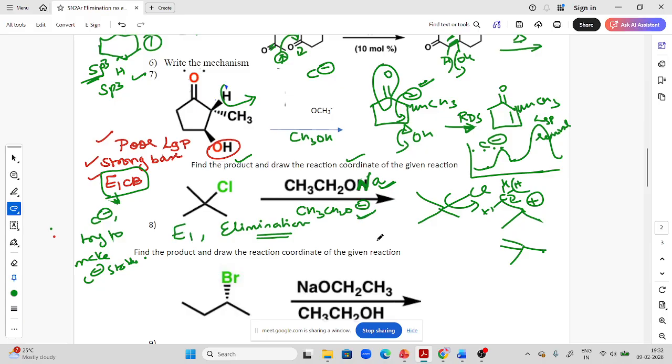Okay. What about the reaction profile? What is the RDS? Carbocation formation is the RDS. So this would be followed by this. This is the carbocation, this is the alkene formation. Okay, next.